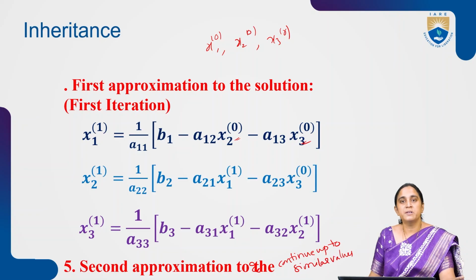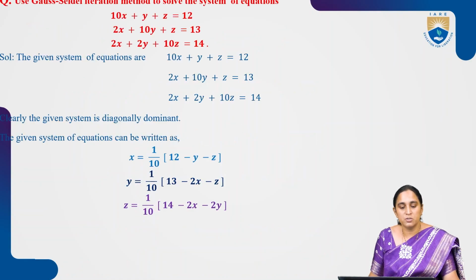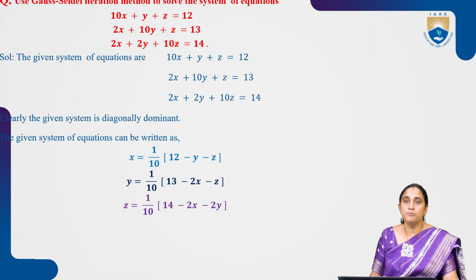Not only the first approximation, the second approximation, this procedure is continued up to similar values of x1, x2 and x3. Then I'm using the first question, using the Gauss Seidel method to solve the linear system of equations. The first equation is 10x plus y plus z is equal to 12, 2x plus 10y plus z is equal to 13, and 2x plus 2y plus 10z is equal to 14.